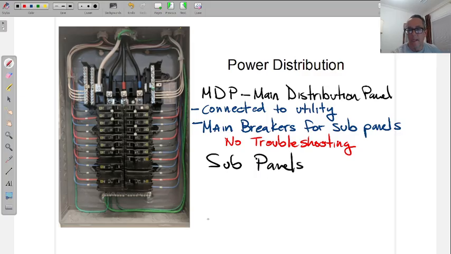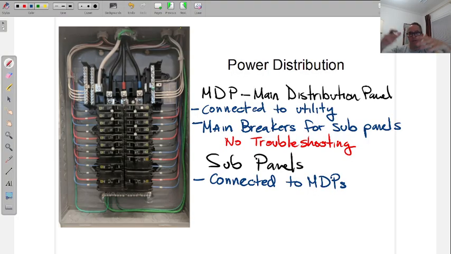Sub panels. These are where we do all of our work. These are connected to the main distribution panel, the MDP. By the way, in some buildings I've seen 2 main distribution panels. If the load demand of the building is a lot, then one panel becomes too small and you need 2 of them. This happens as well. But then you would have 2 MDPs and still no troubleshooting. So there was 1 and now there's 2, but you still don't touch either one.